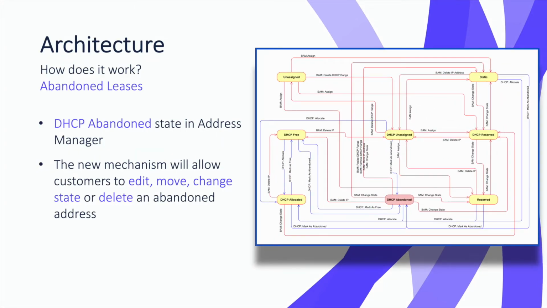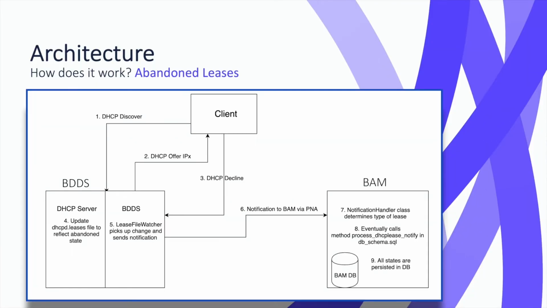Users have the ability to process and mark the abandoned leases as abandoned in Address Manager. Users will have the ability to edit, move, delete, or in fact change the abandoned state to a DHCP reserved, or in simple terms, static state. Let's look at how Address Manager handles abandoned leases in Integrity 9.3.